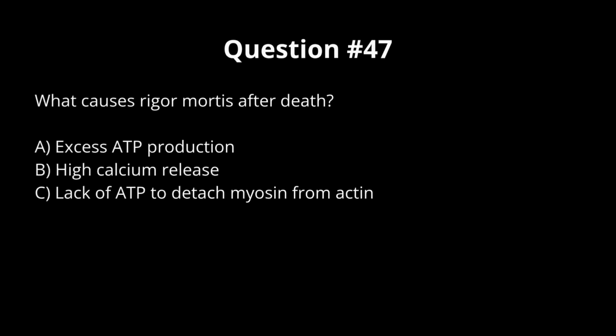Question number 47. What causes rigor mortis after death? A. Excess ATP production. B. High calcium release. C. Lack of ATP to detach myosin from actin. The correct answer is C. Without ATP, myosin heads remain bound to actin, causing stiffness.